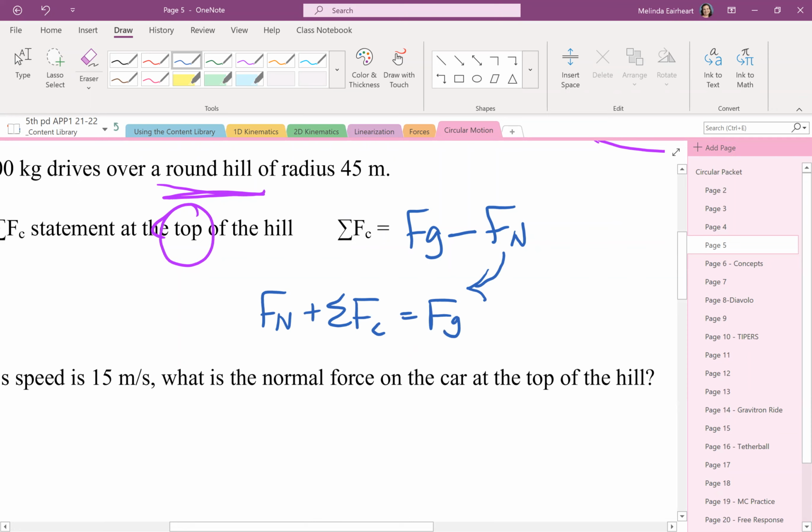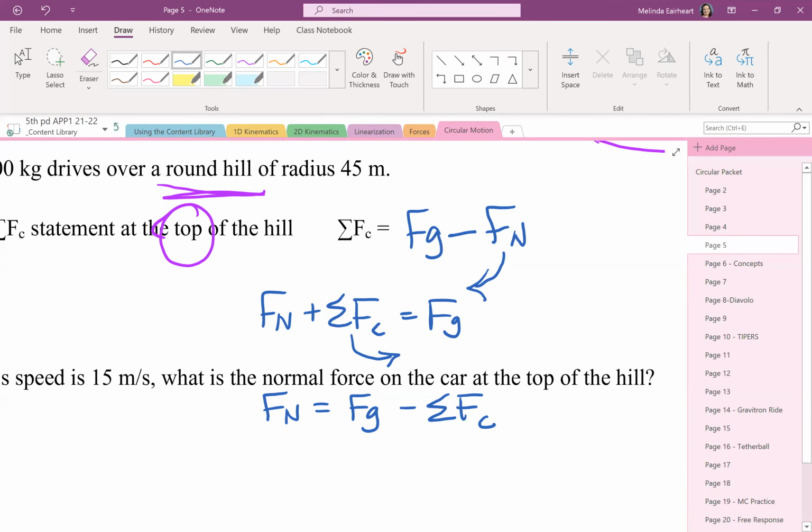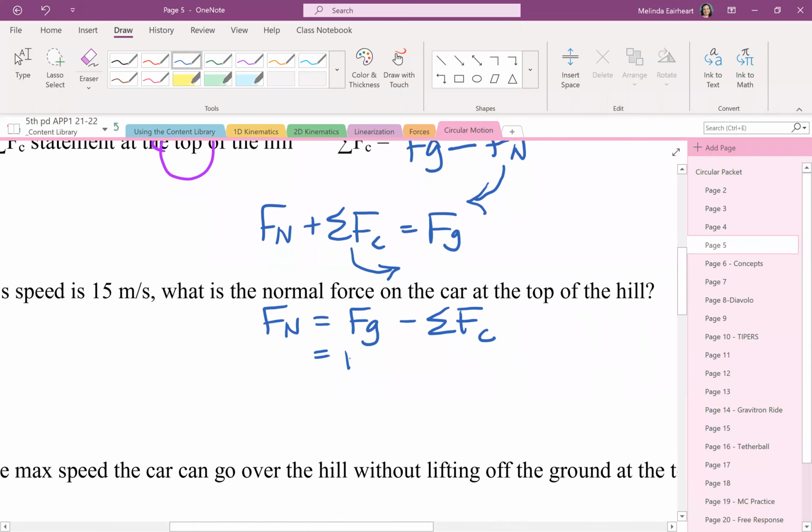And to solve for Fn, I want to isolate it, so I'm going to subtract Fnet to the other side. Algebra, right? Not that I'm redefining directions, I'm doing algebra to isolate Fn. So here's our working equation. Fg is mg. Fnet equals MAC, with circular motion, right? Centripetal acceleration. One more step there to get our speed: I would plug in V squared over R.